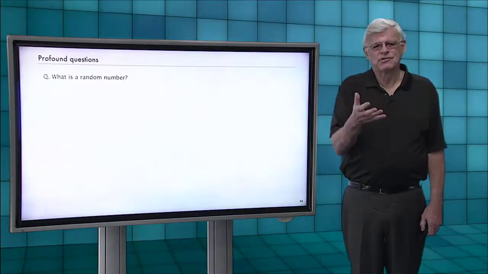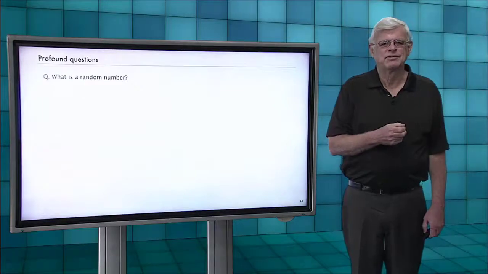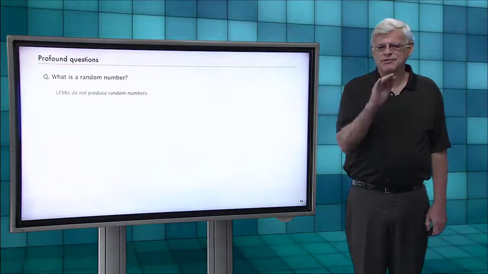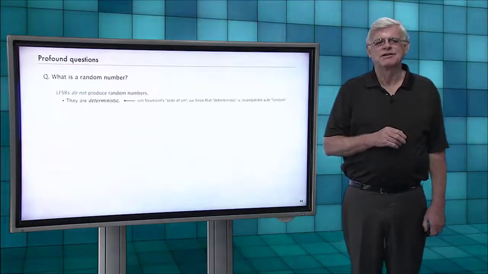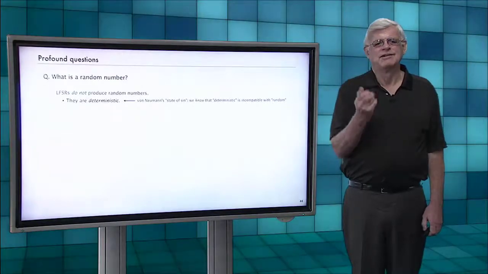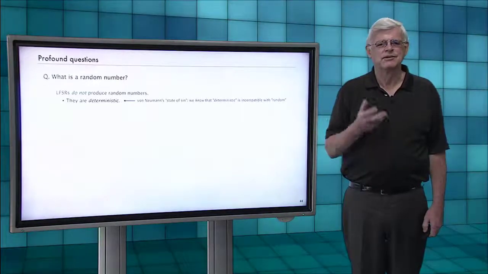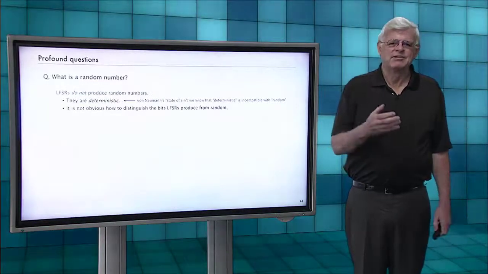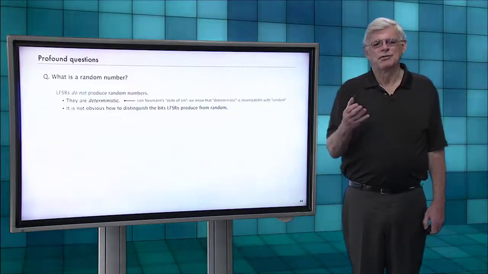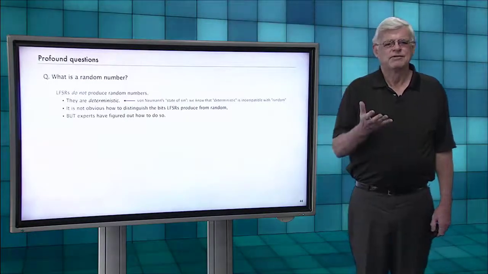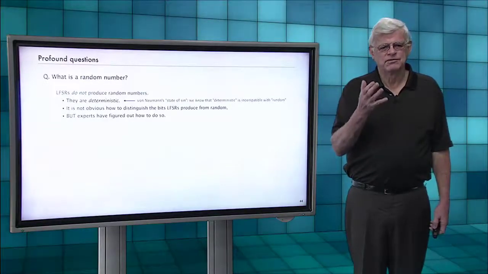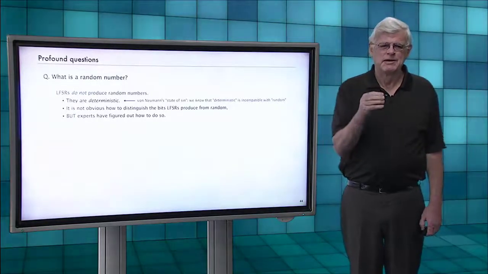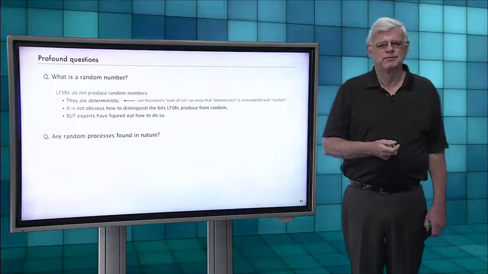We have touched on, just in this early example, some really profound questions that we keep coming back to. So one is, what is a random number? The LFSRs do not produce random numbers. They're deterministic, and that's why von Neumann said you're in a state of sin to try to do this. It's incompatible with random. Still, it's not obvious how to distinguish the bits an LFSR produces from random, but experts have figured out how to do so. So that's why people study other methods of producing sequences that can't be distinguished from random. But really knowing what's random in the real world is a profound question.